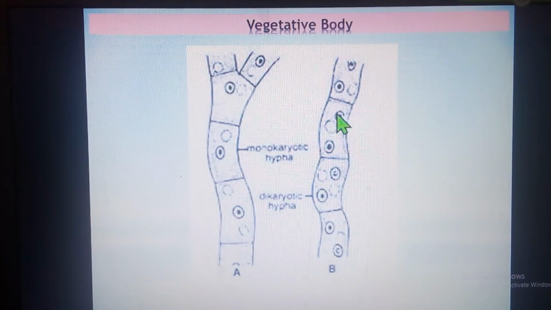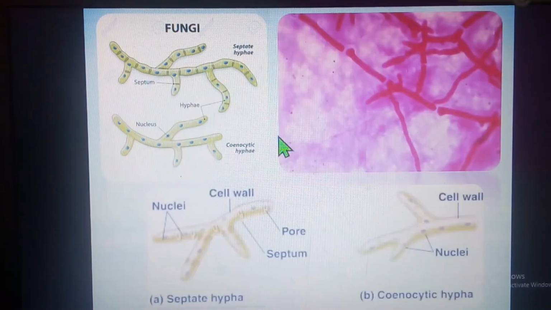So these two types of mycelia are produced by Puccinia. They are formed during the life cycle of Puccinia. Now, the dikaryotic mycelium occurs in wheat plant, that is the primary host, whereas the monokaryotic mycelium usually occurs on barberry plant, that is the alternate host of the pathogen.